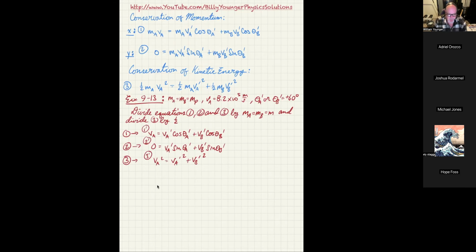So what we're going to do now is the trick that I want you guys to understand and learn and memorize and commit to memory so that you can use it over and over again. What we're going to do is take equation 1 and get all the A related stuff on the left and all the B related stuff on the right. So from 1 prime, we're going to say VA minus VA prime cosine theta A prime is equal to VB prime cosine theta B prime. And now I'm going to square both sides.